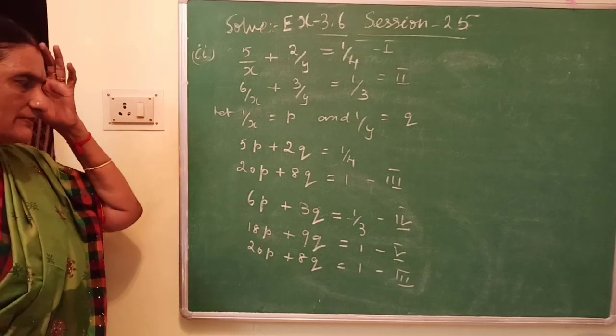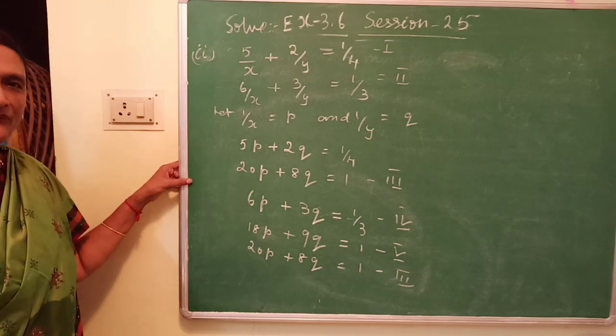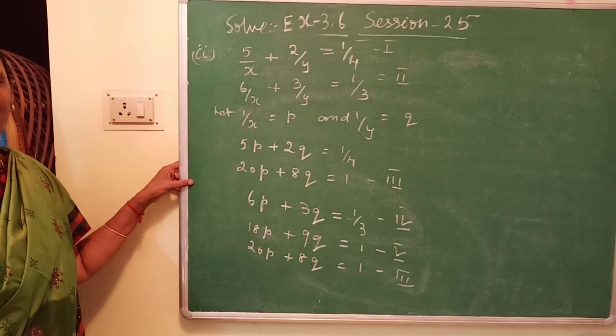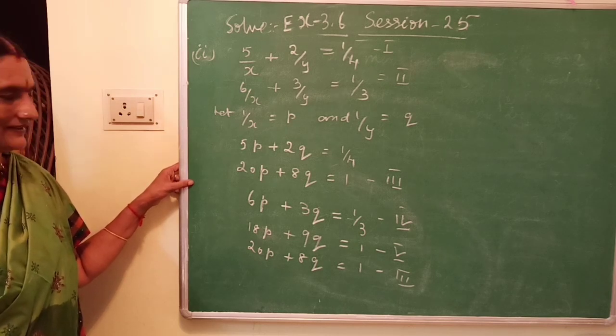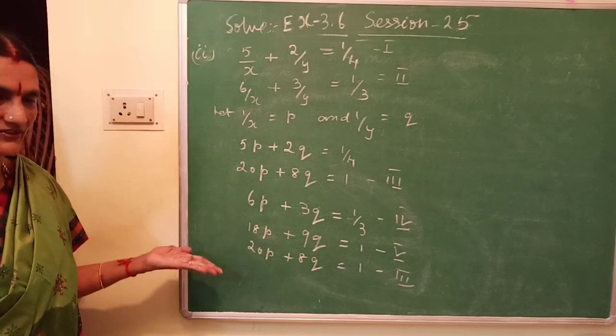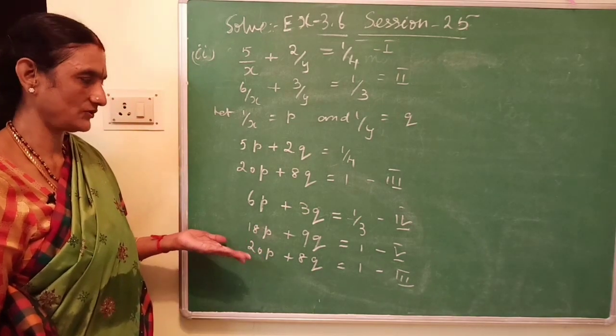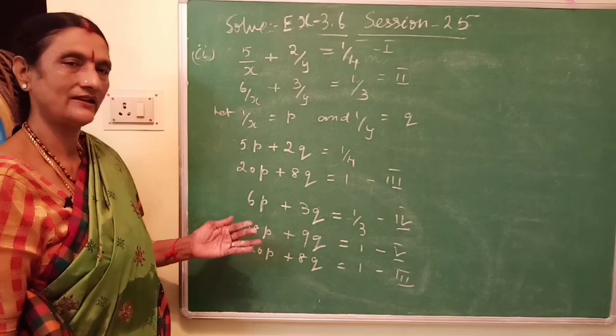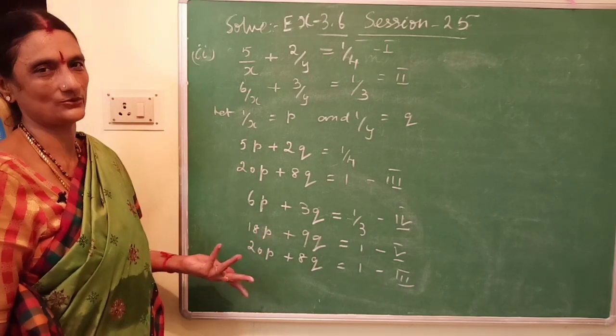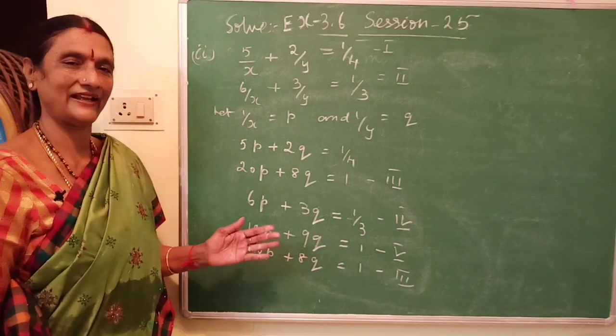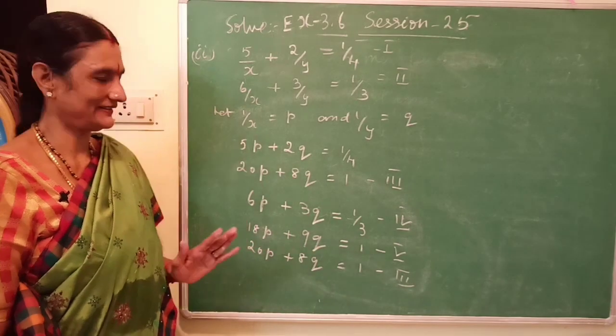Can you tell me which method we can opt for? We can go for elimination method. We can go for cross multiplication. We can do substitution also. Whatever is your choice, you can do. Okay. So let us take the elimination method.